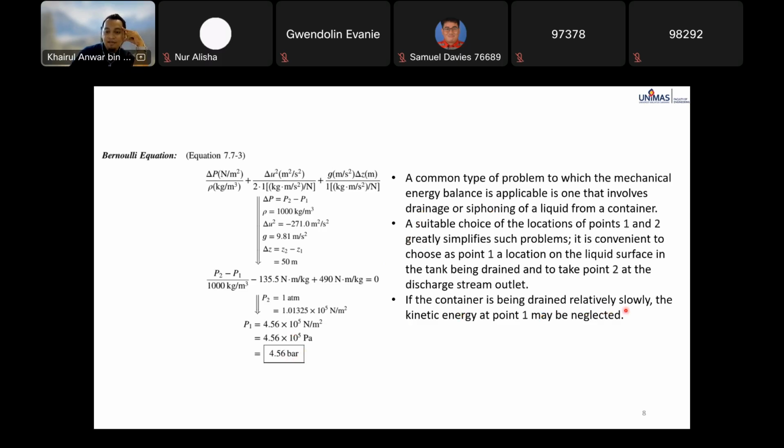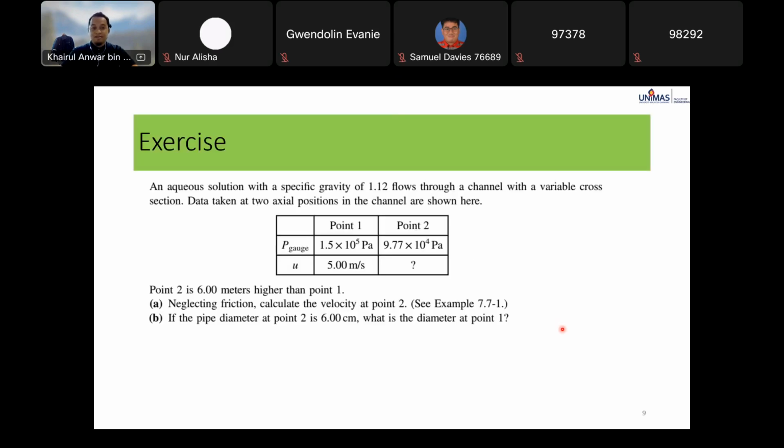If the container is drained relatively slowly, the kinetic energy at point 1 may be neglected. This is important. Let's say you have a tank supplying water, so if this water drains slowly, maybe your delta U squared is equal to what? Because it's minus 0. Now what do we do when we do this.